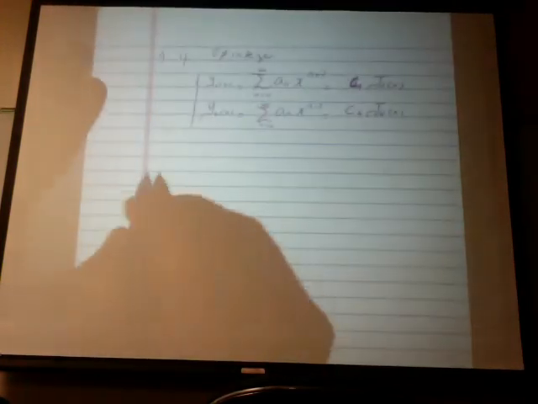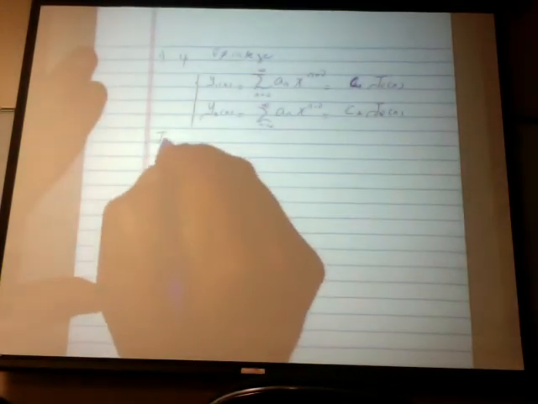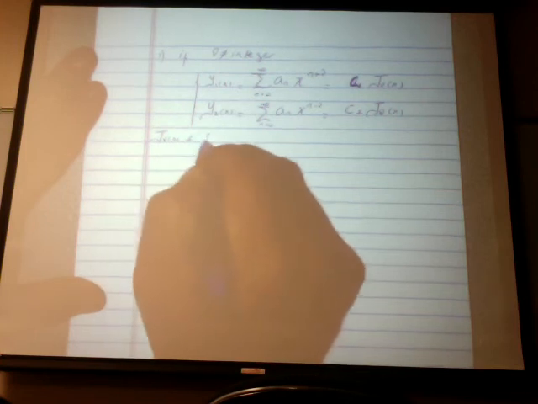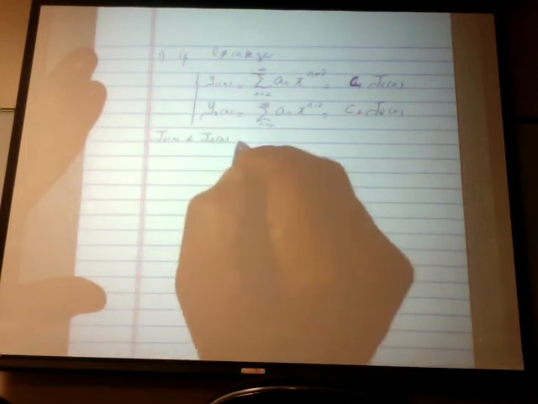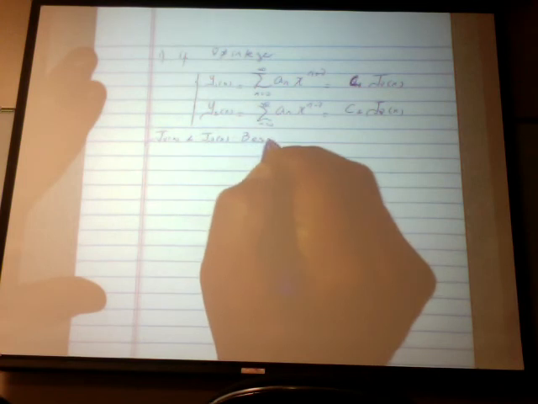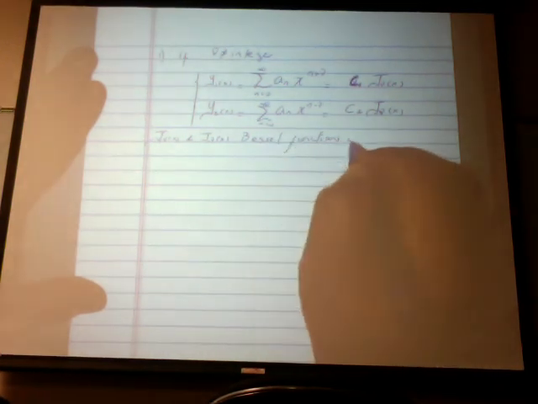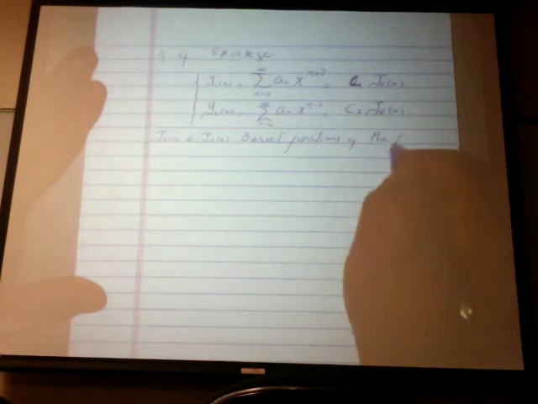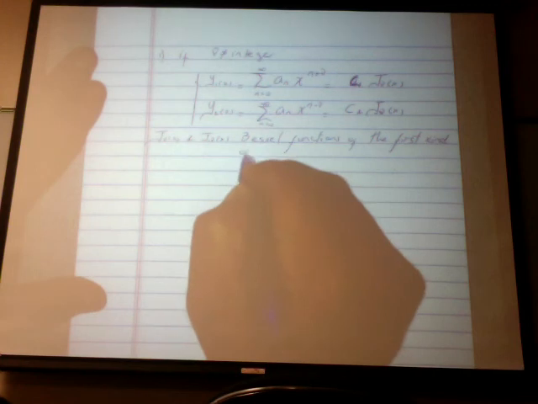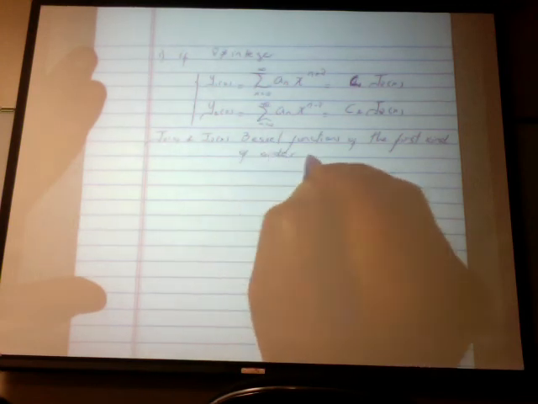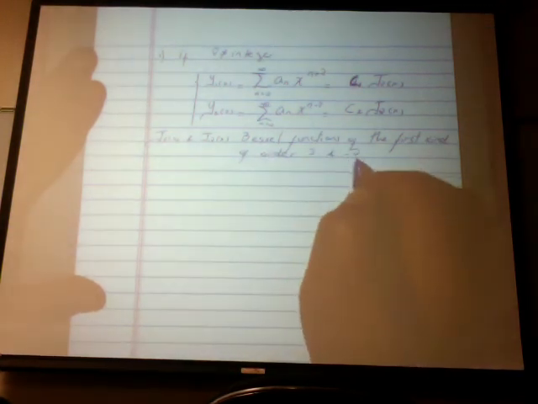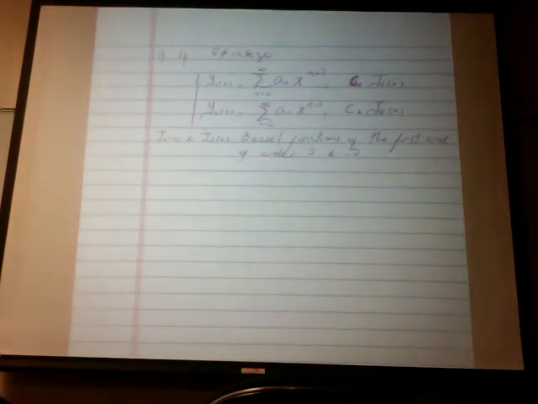So these are J nu of x and J minus nu of x, Bessel functions of the first kind of order nu and minus nu. So they can have negative orders.